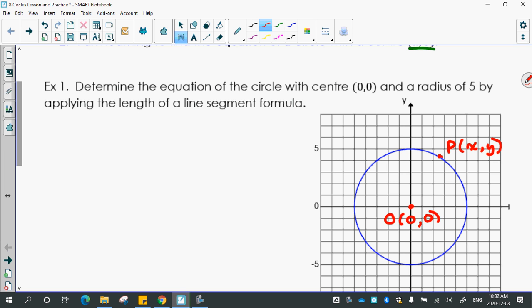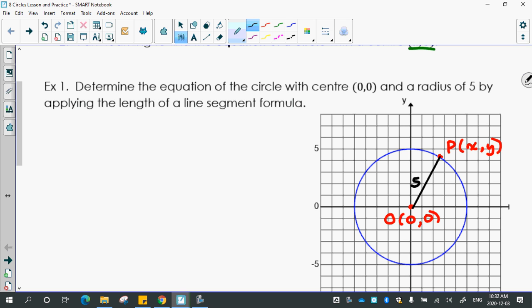Now if I join those points, the origin with point P with a ruler, I know something important about that line segment. I know its length. What is it? 5. Is everybody good? I know it's 5 because it's the radius of the circle, and the circle has a radius of 5. No matter where I draw from the center to any point on the outside, it's always 5. Everybody good with that?